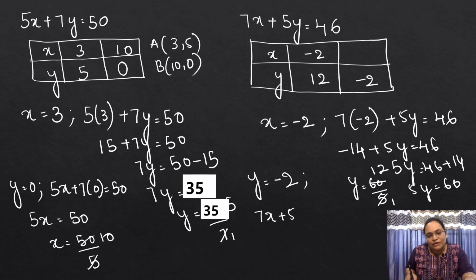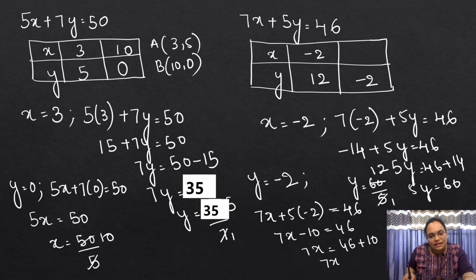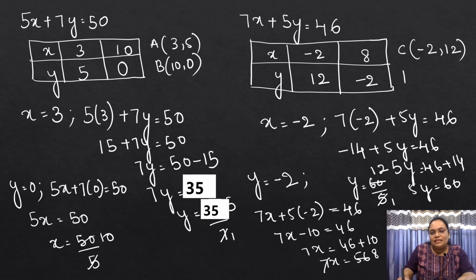If you put y is equal to minus 2, 7x plus 5 of minus 2 is equal to 46. So 7x minus 10 is equal to 46. 7x is equal to 46 plus 10. 7x is equal to 56. 7 eights are 56. So you will get x is equal to 8. So when y is equal to minus 2, x is equal to 8. Points are C of minus 2 and 12, D of 8 and minus 2.